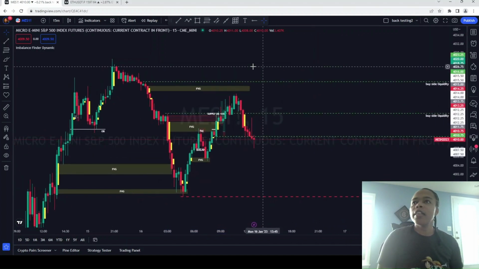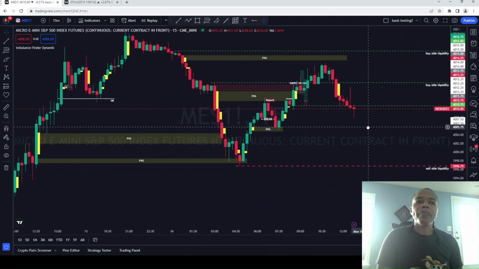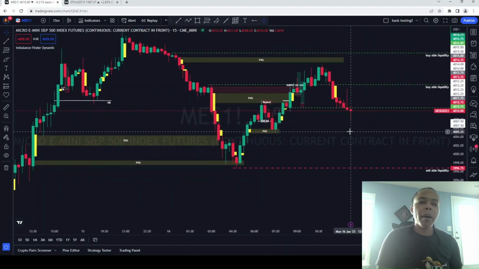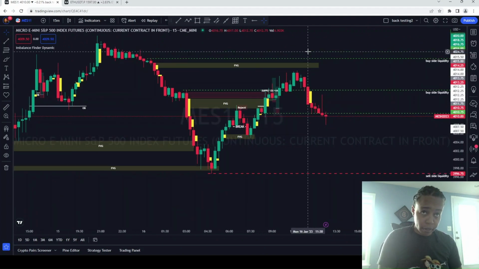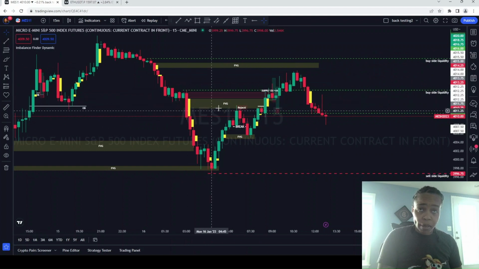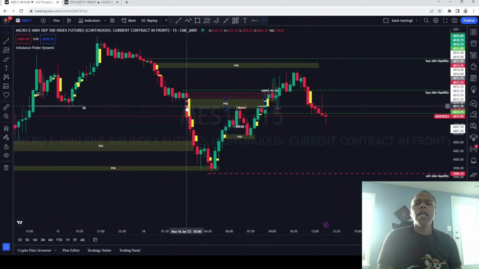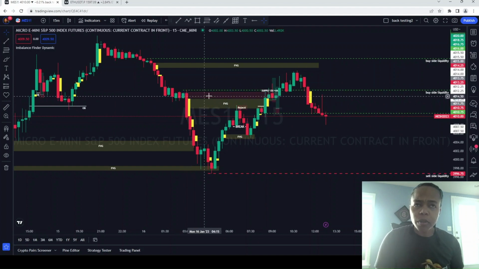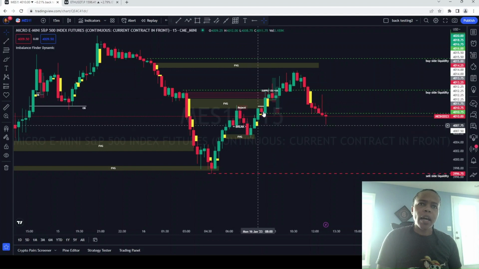So this is the Micro E-mini S&P 500. And this morning, ICT was having us review certain levels and areas and how price moved. He was saying something that somewhat confused me about negating the bearish sentiment. And now I see why.